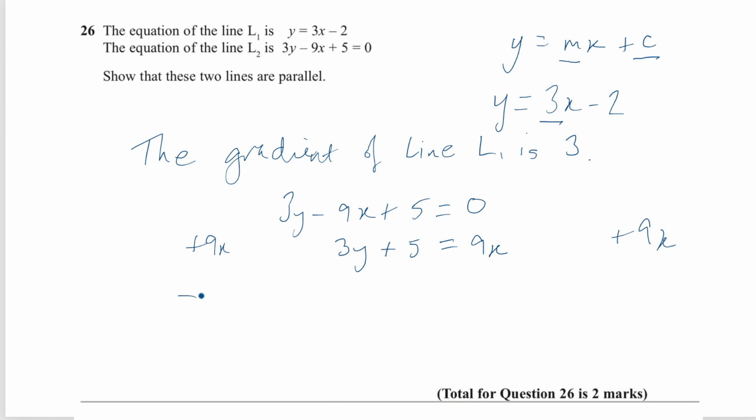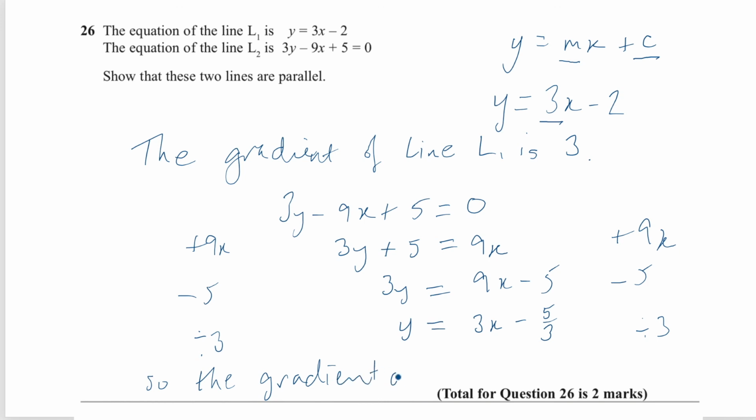Now let's take 5 off both sides. So subtract 5 from both sides. So now we've got 3y equals 9x minus 5. Now divide both sides by 3. So we're going to divide by 3 on both sides. So the left-hand side becomes y. The right-hand side becomes 3x minus 5 over 3. So the gradient of L2 is 3, because there is 3 in front of the x and nothing in front of the y, just like up there. So the lines are parallel. We can write that, so I can just fit it in there. And there we go.